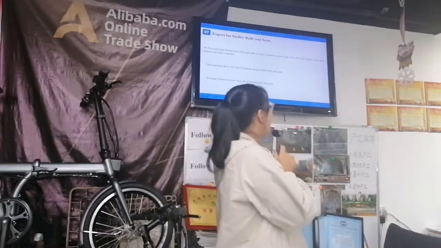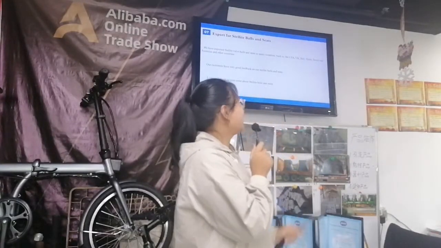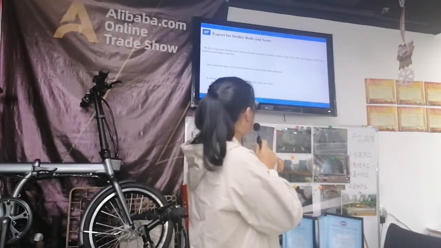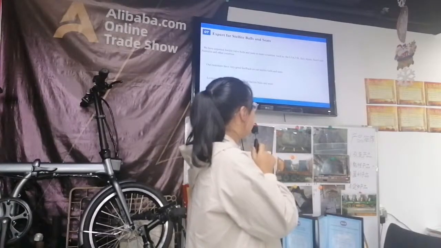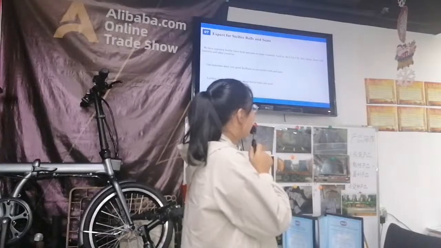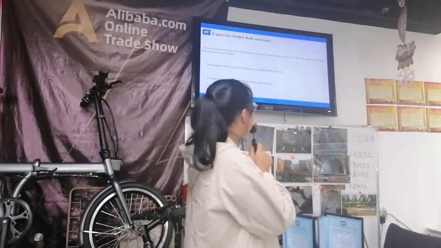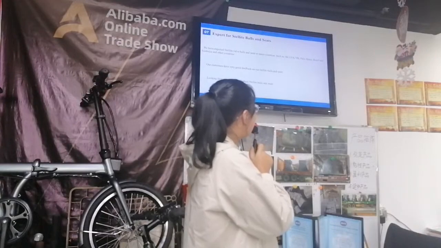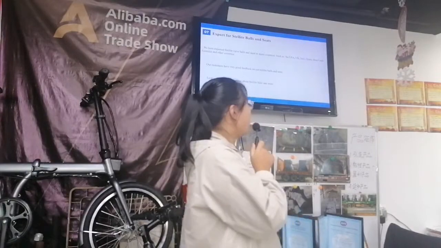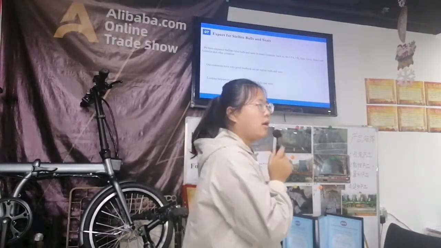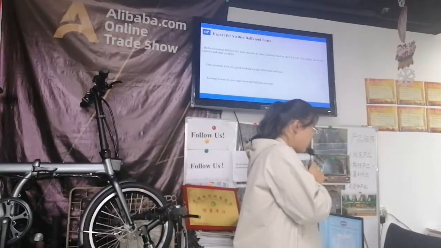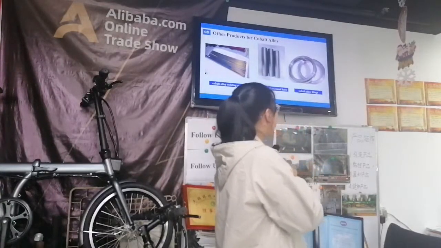Next, export for C9 balls and seats. We have exported C9 balls and seats to many countries, such as the USA, UK, Italy, Spain, Brazil, and Austria, and other countries. Our customers have very good feedback on our standard balls and seats. If you are interested in our standard balls and seats, please contact our sales.